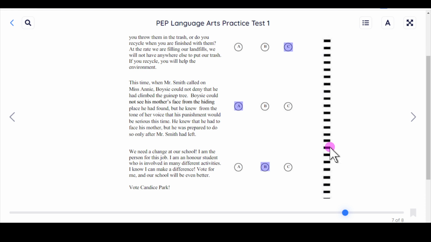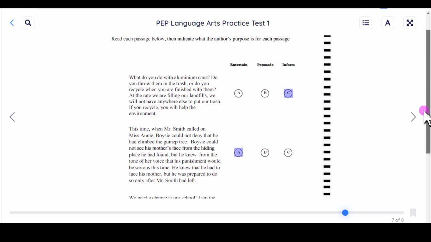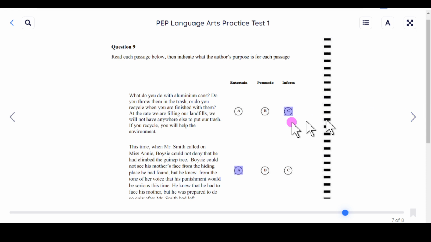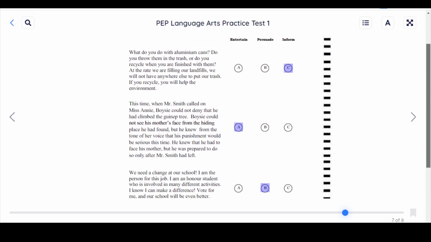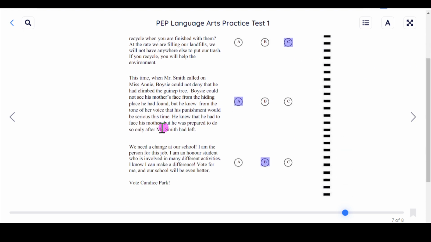Let me see. I'm going to review my answers to make sure. For question 9, what do I do with these cans and so on? They're informing me that I can recycle. Let me go with this one. Boise, Miss Annie and Mr. Smith sound like a story that would be to entertain, so I'm reading for pleasure.